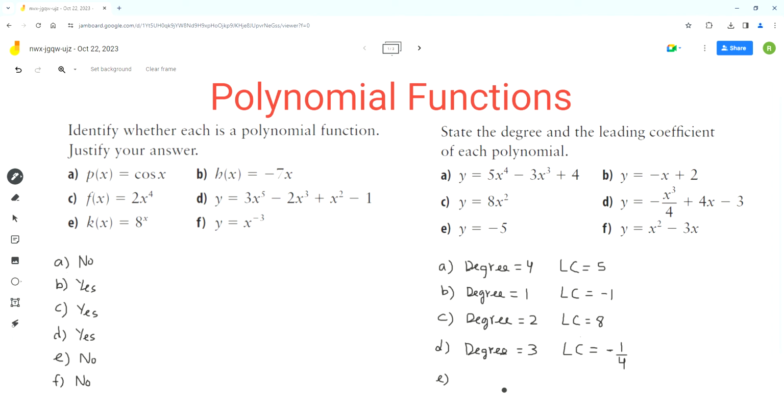Now we can do part E. In part E, we are given a constant function. In this case, there is an x term here with 5, but that x term has an exponent of 0. So we can also rewrite this as y equals negative 5 times x to the power 0, and x to the power 0 is equal to 1, so it becomes negative 5. In this case, the degree is 0, and the leading coefficient is negative 5.